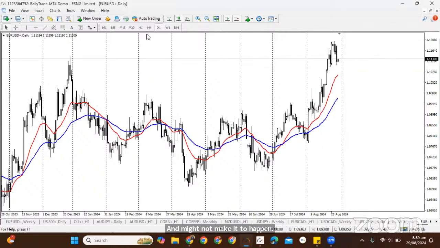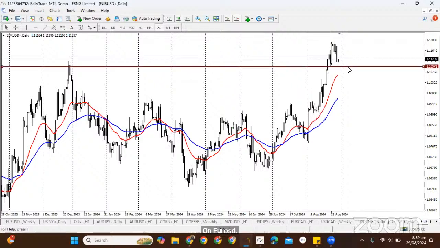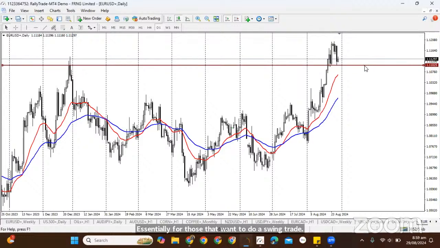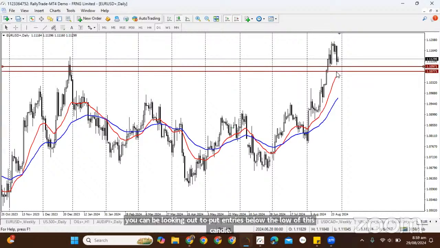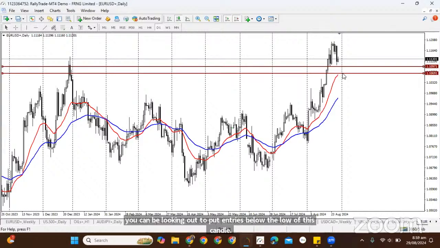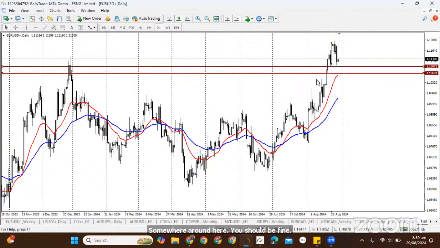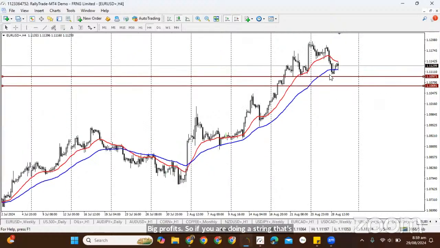So now on Euro USD, especially for those that want to do a swing trade or a position trade, you can be looking out to put entries below the low of this candle, then take profits somewhere around here. You should be fine with this take profit. So if you are doing a swing trade, that's your pending order on the higher time frame. If I come to 4 hours time frame, you see it's just a bit below this low.